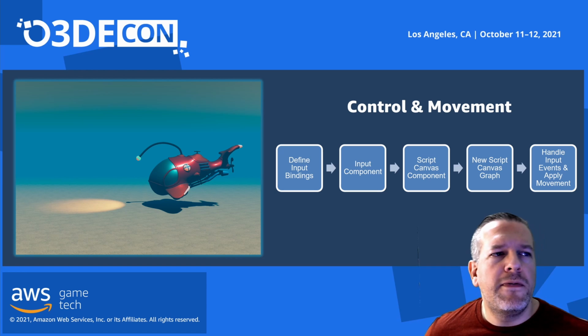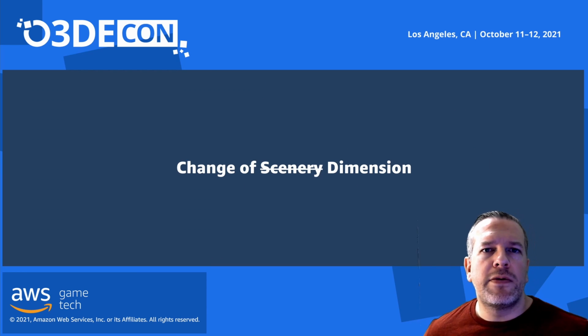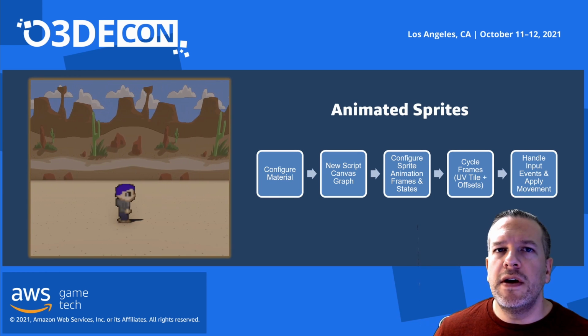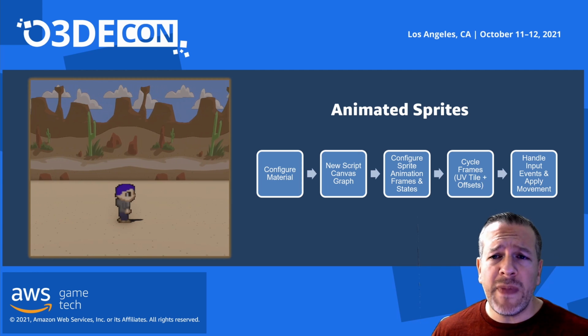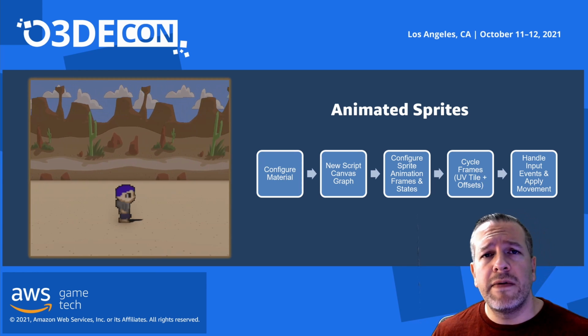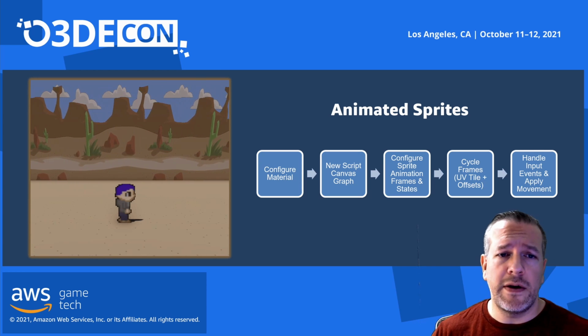But I thought it'd be fun to have a change of dimension and move from the 3D world that we've been working in so far into a 2D world in a 3D space, which should be very interesting. We're going to create an animated sprite system, and we'll be using Script Canvas to do it all. There will be no native code written for this at all.